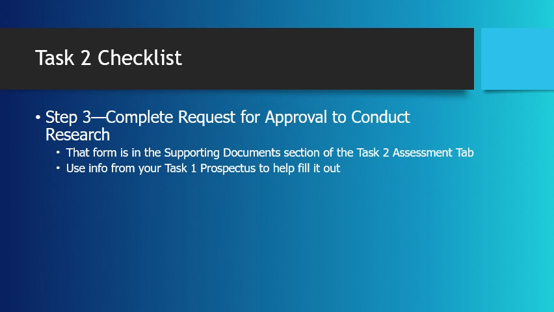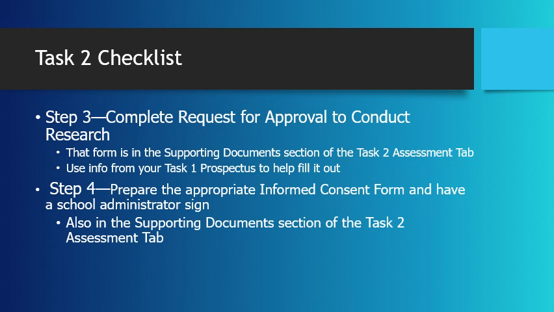Step 3, you want to complete your request for approval to conduct research. That's that form we mentioned previously, and you will use your prospectus to help fill that out. Step 4, prepare the right informed consent form, whether it's adults or children, and you'll have to have a school administrator sign that.